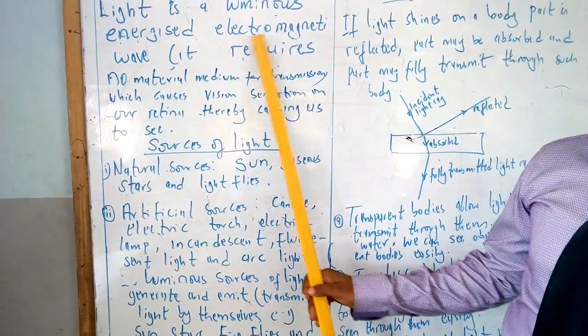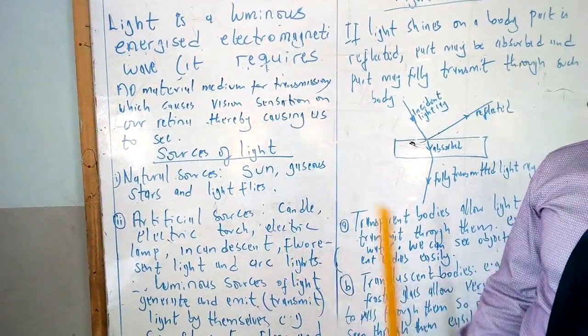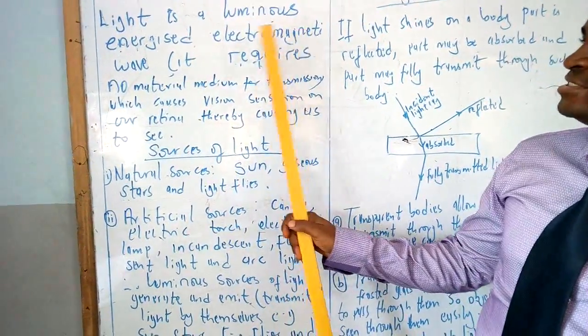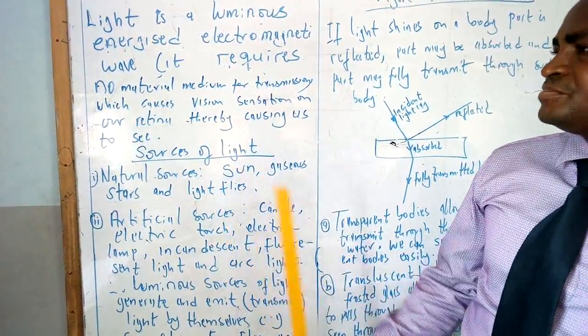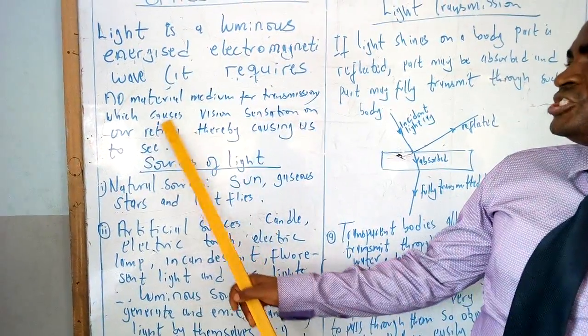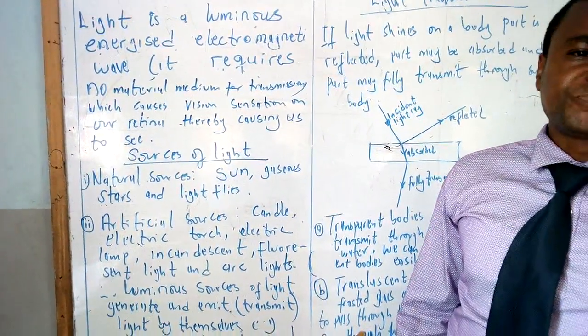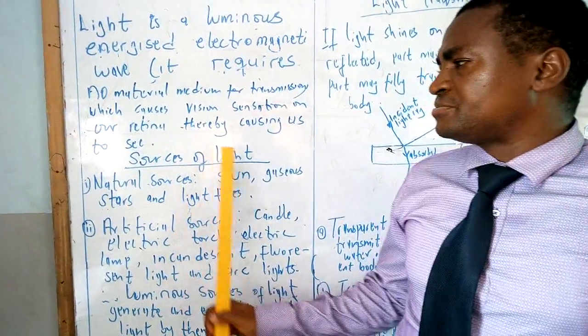Now, we say electromagnetic wave because it requires no what? Material medium for transmission. Now, light is a luminous energized electromagnetic wave which causes vision sensation on our retina, thereby causing us to see. So the light wave enables us to see.